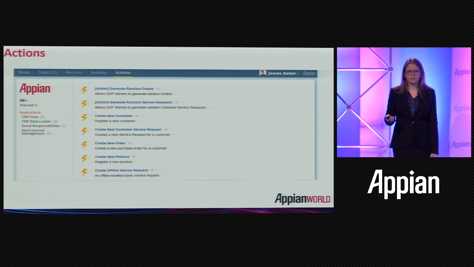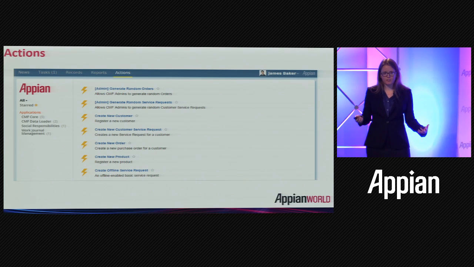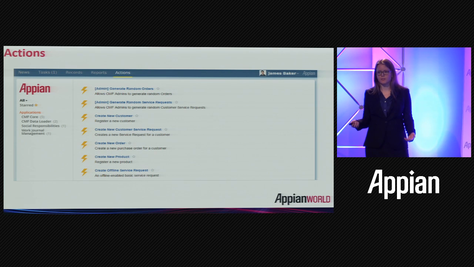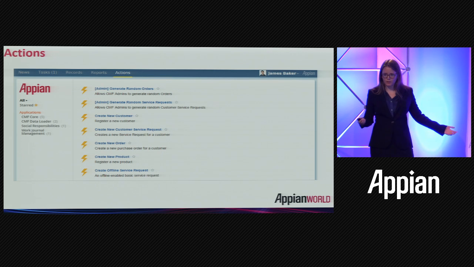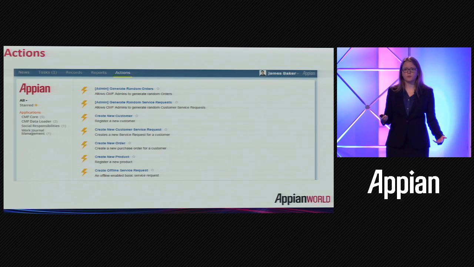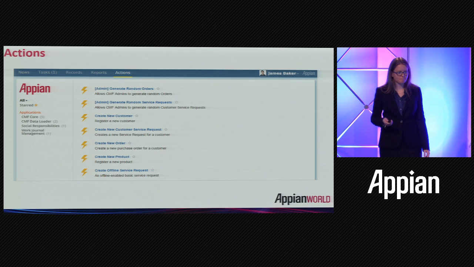And finally, actions. So we've been talking a lot about data, but what about process? Where do you go to kick off that process? Well, you do that in the Actions tab. This is where you go to start new actions, to get things going in your system, to create that data or act on it.